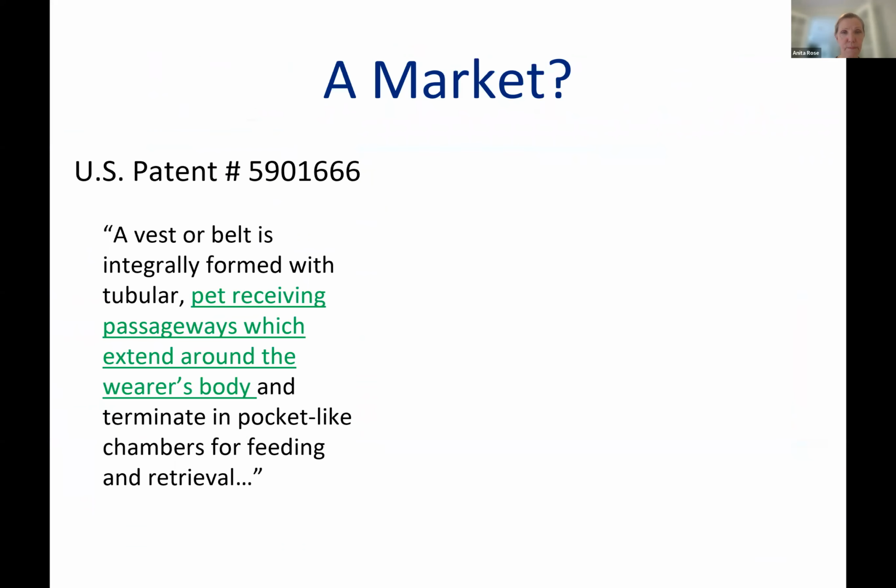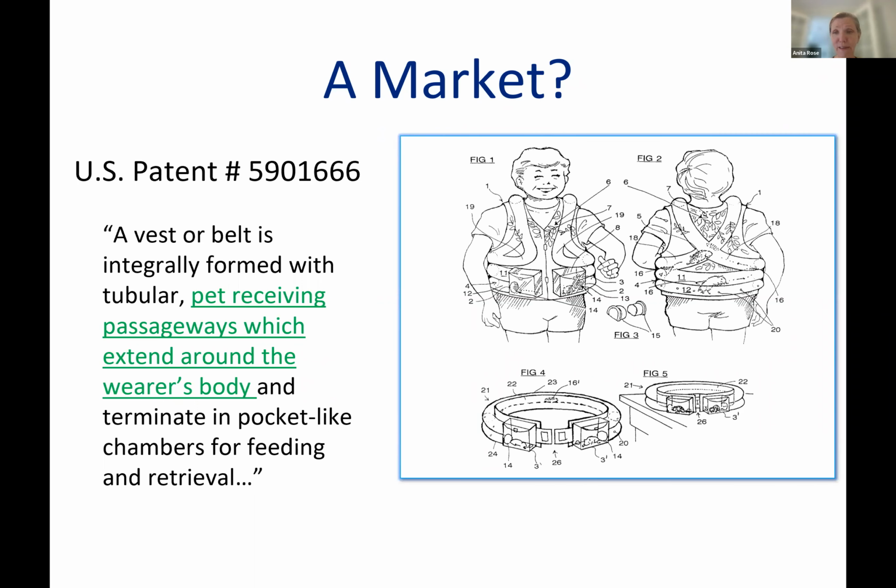All right, so here we are. So we need to look at a market. Oftentimes people come up with ideas and a patent. This one is a patent, actually. It's a patent for a pet receiving passageway which extends around the wearer's body. Sounds a little crazy, doesn't it? Like, why would you want a pet wrapped around your body, that you wear your pet around you? Okay, but this was a patent that actually was applied for. And you can see this is probably in the 60s, I would say, judging by the imagery.